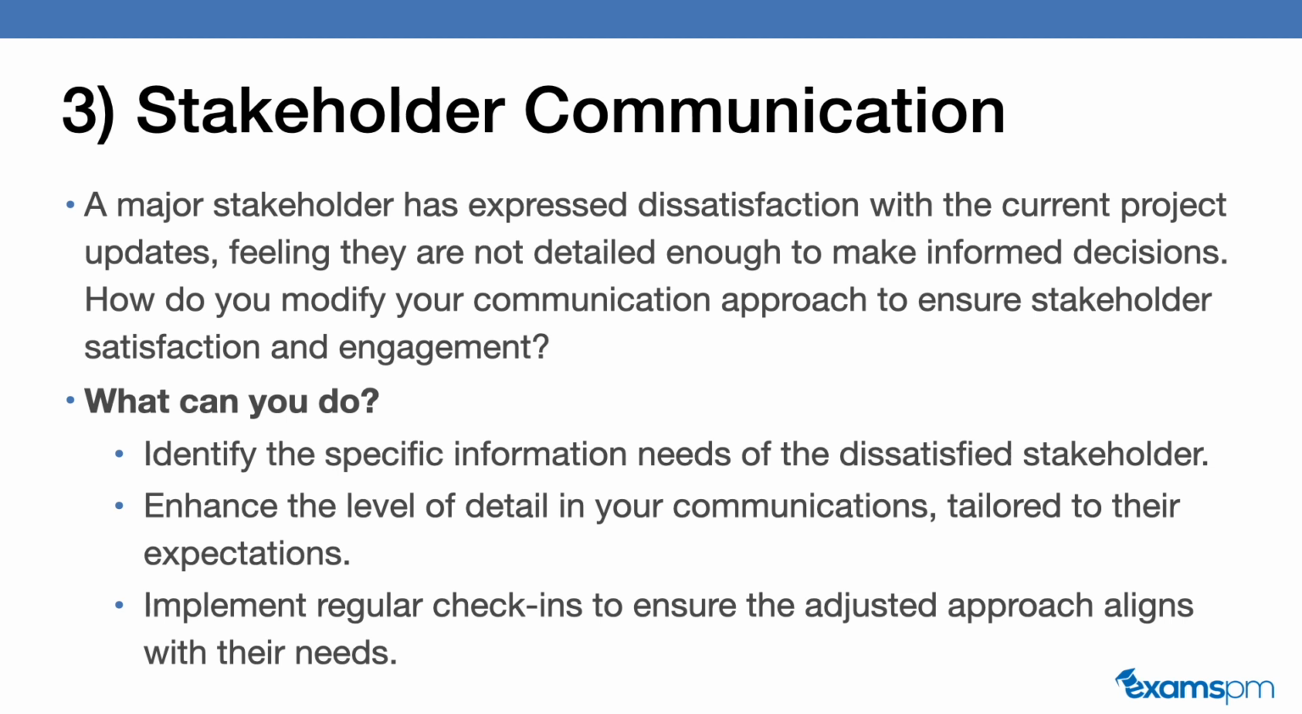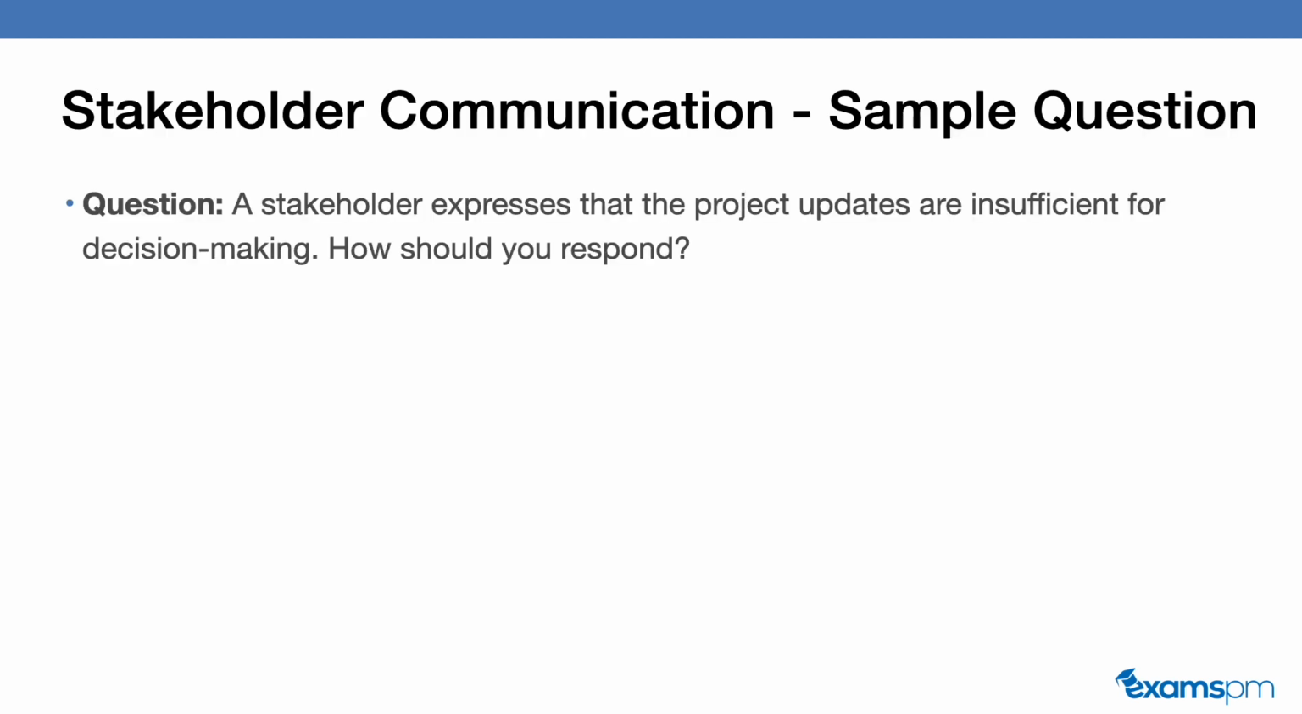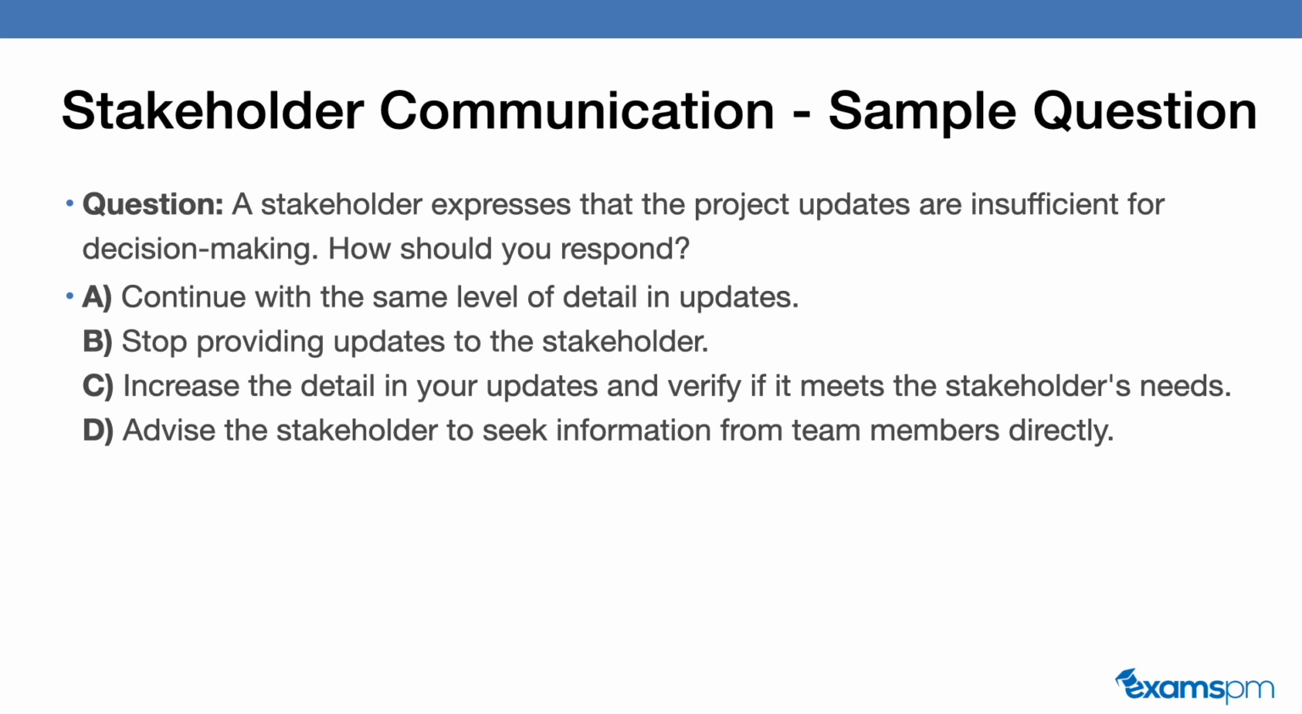Now let's take a look at a sample PMP question that you may get around stakeholder communications here. So the question could go something like this. A stakeholder expresses that the project updates are insufficient for decision making. How should you respond as the project manager? Is it A, continue with the same level of detail in the updates? B, stop providing updates to the stakeholder? C, increase the level of detail in your updates and verify if it has met the stakeholder's needs? Or D, advise the stakeholder to seek information from team members directly?